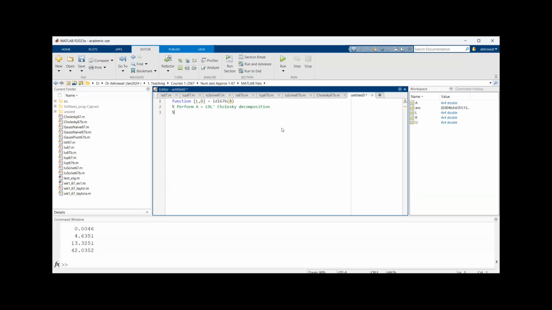Okay, where L is the unit lower triangular matrix that stores our multiplier that is used to eliminate coefficients of matrix A below the pivot, similar to the LU decomposition, and we have the D as the diagonal matrix.